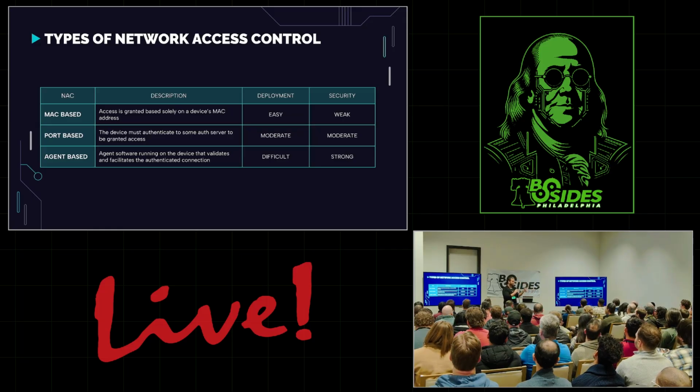And then we have port-based, where a device must authenticate to some authentication server in order to be granted access, and that authentication basically opens up the port that it's connected to in order to allow that network access to happen. And then finally, agent-based, where whatever the device is needs some sort of agent software running that further authenticates and encrypts and secures that network connectivity.